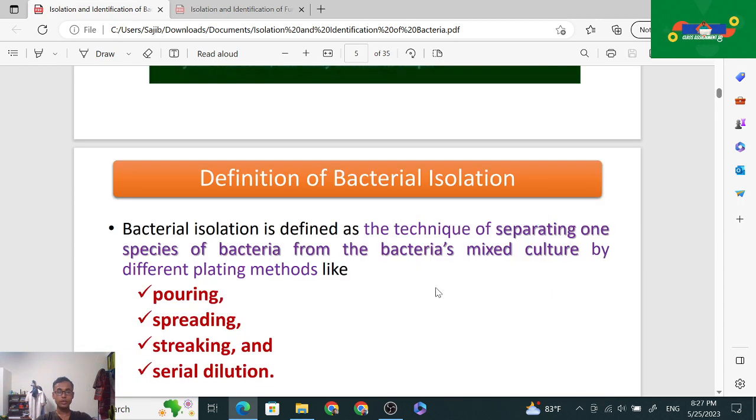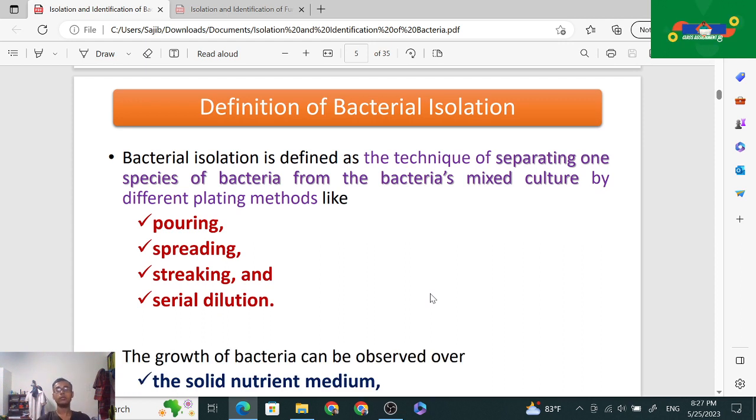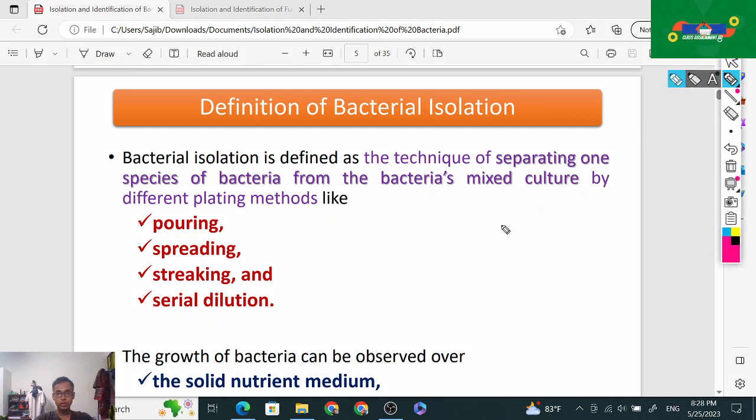Then the definition of bacterial isolation: bacterial isolation is defined as the technique of separating one species of bacteria from the bacteria's mixed culture by different plating methods like pouring, spreading, streaking, and serial dilution. If we consider a bacterial culture, we can see different kinds of bacterial species, but among these we have to separate one individual species, and this is called an isolate.